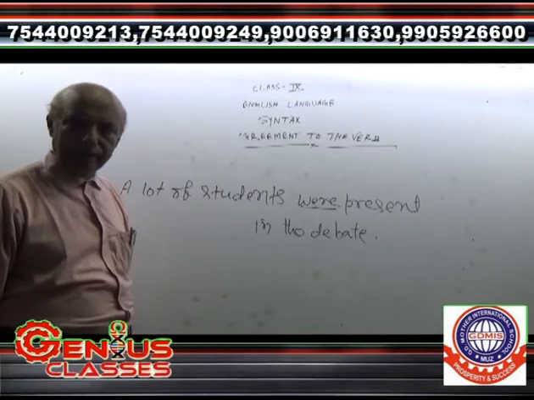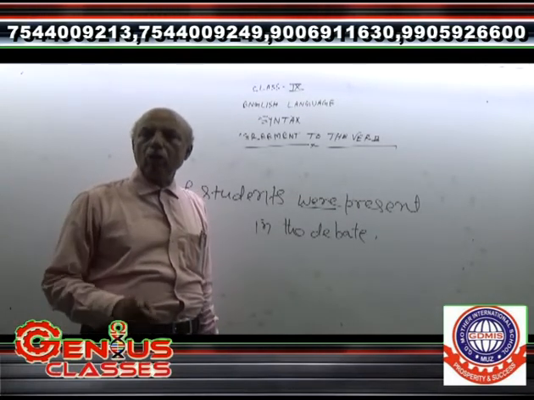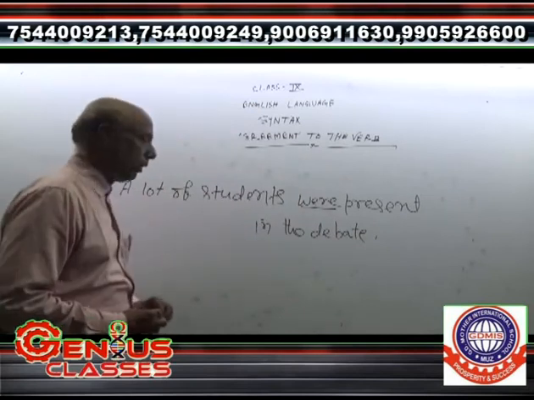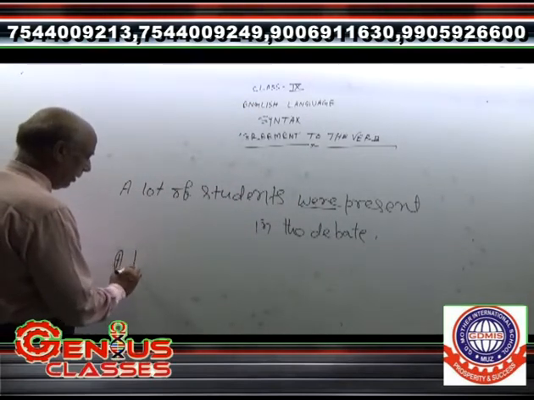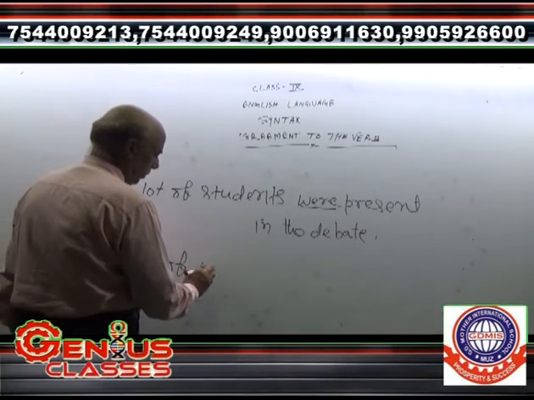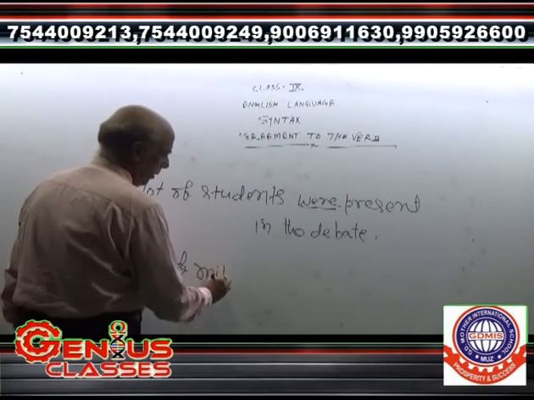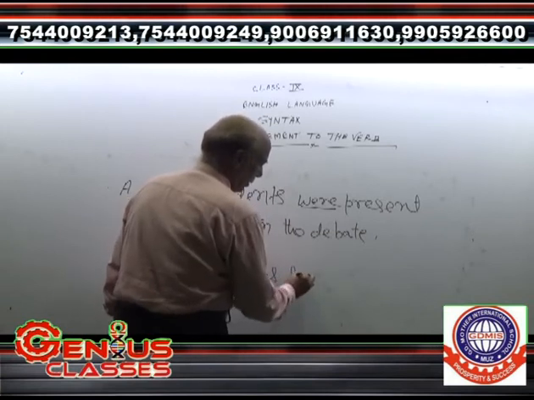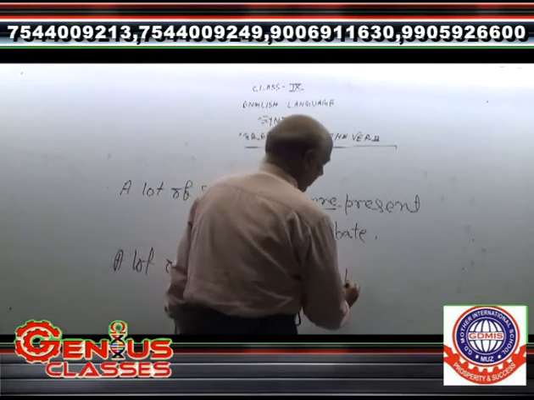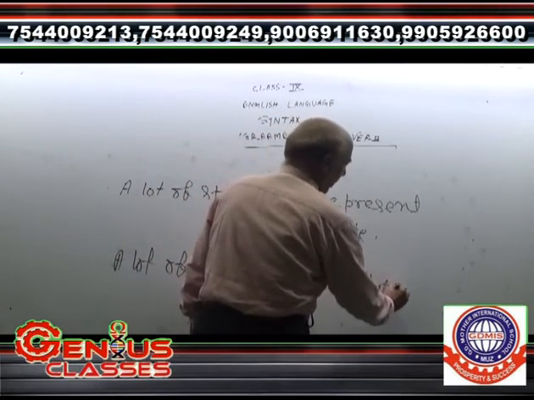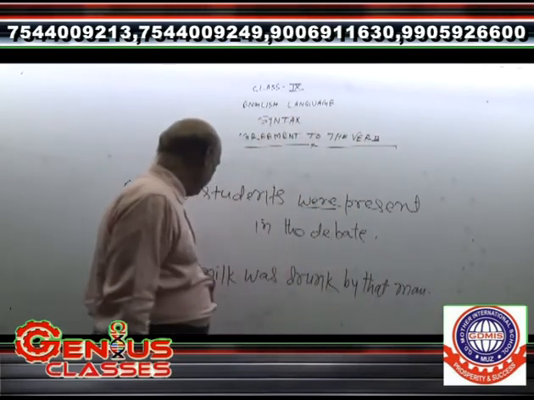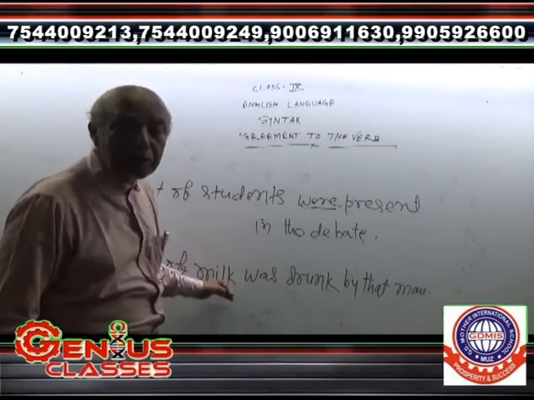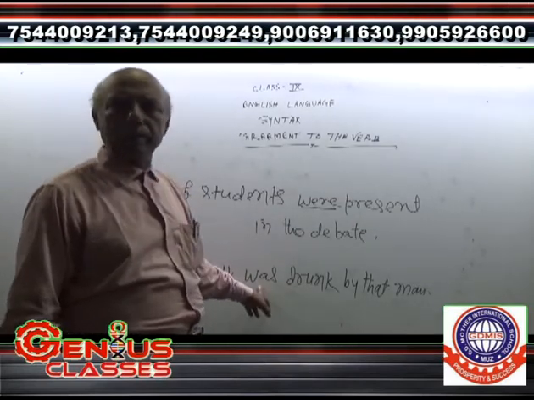The definition is this, that a lot of always follows the plural verb with countable noun and singular verb with uncountable noun. As for example, a lot of milk was drunk, D-R-U-N-K, drunk by that man. Here milk is a material noun, uncountable, and a singular verb has been used.